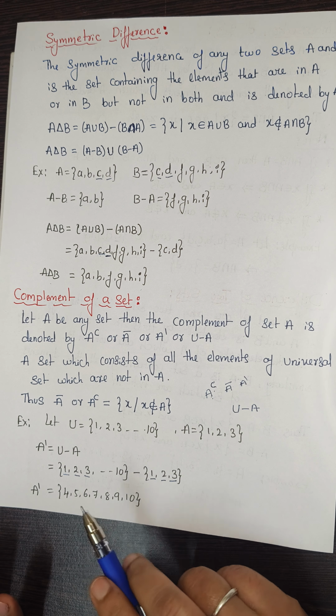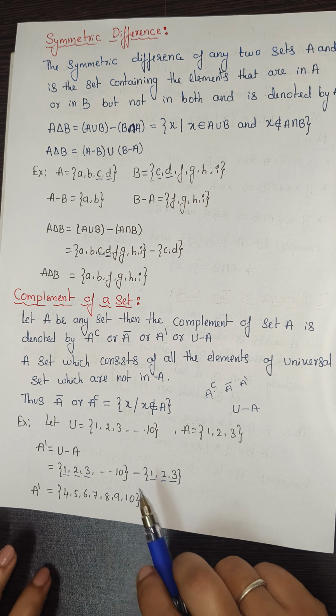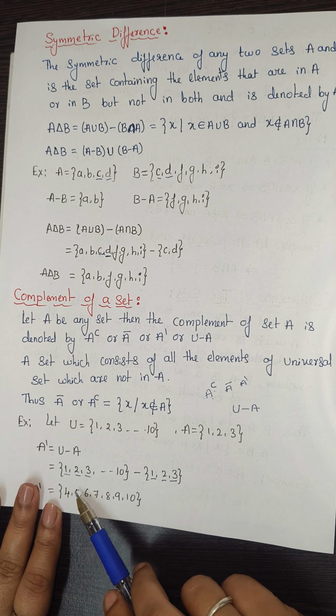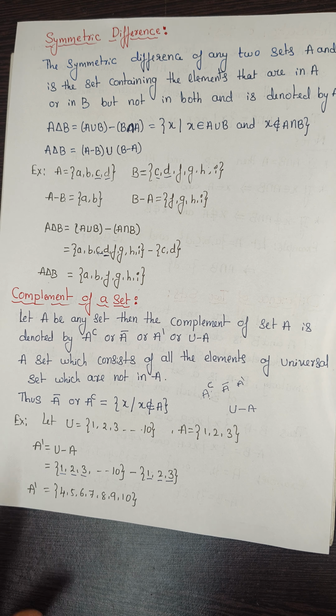So what is the meaning of complement set? It means a set which consists of all the elements of the universal set which are not in A, that is 4, 5, 6, 7, 8, 9, 10. Hope all of you understood this one.